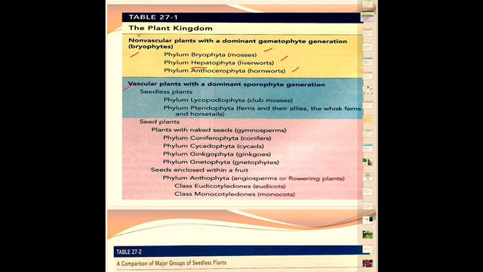The second group is vascular plants. They have xylem and phloem, but they are seedless. There is no seed. The phyla are Lycopodiophyta, the club mosses, and Pteridophyta, the ferns and their allies. The third group is seed plants. Seed plants with naked seeds we call gymnosperms, and there are 4 phyla belonging to this group. Then we have plants with seeds enclosed within a fruit. This one is angiosperm. Angiosperms are seed plants, but the seed is inside the fruit.